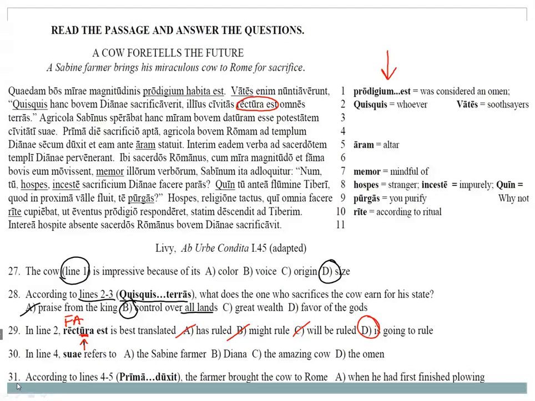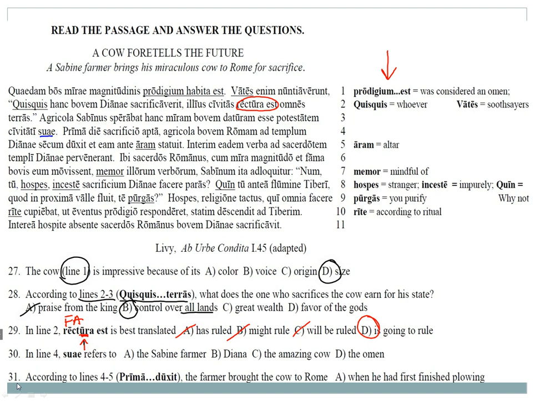Now let's take a look at number 30. In line 4, first thing you do, block off what you're looking at. Line 4, suae. Aha. Suae refers to something. If you remember suus, you'll remember that it is his own, her own, or its own, and you can figure that out based on the subject. It always refers back to your subject. So if you had sua, it must be referring back to your subject, her own.